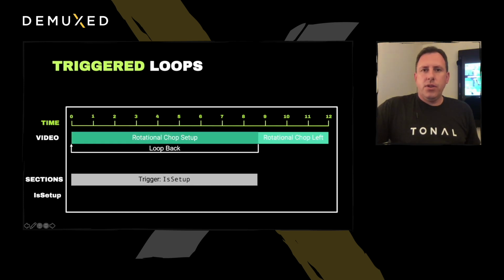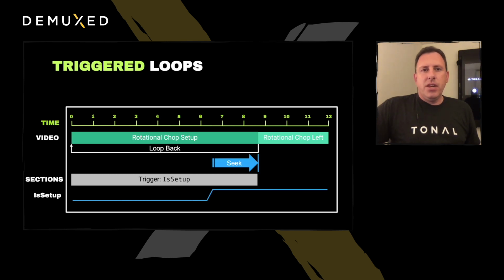Pacing of the video to the user is very important to allow the user to work out at their own pace. In this example, we have a loop that will show the user how to set up the arms for rotational chop. The loop section will loop forever until the trigger condition is met. In this case, moving the arms into the correct position. When the condition is met, the video will seek to the end of the loop and continue playing.